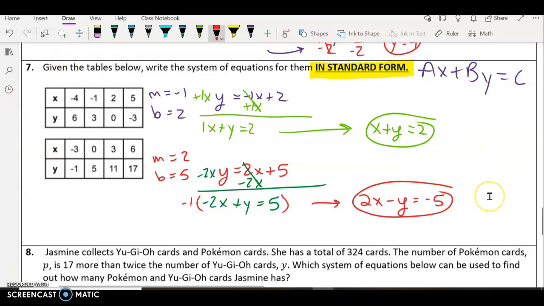Keep in mind on the test, if it is multiple choice, you may not have to do both tables. Start out just doing the equation of one table and see if that eliminates some of your answer choices. And then if you have to, you can do the equations of the second table. Okay? Now give question 8 a try. Pause the video.